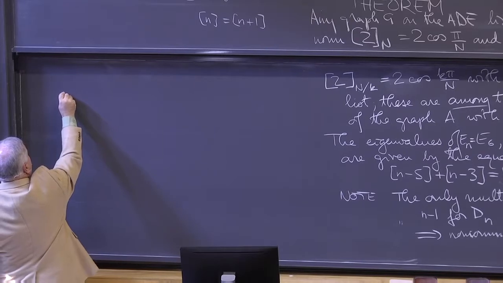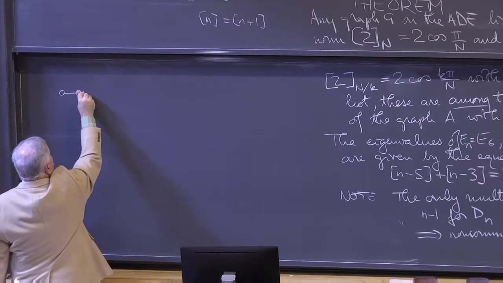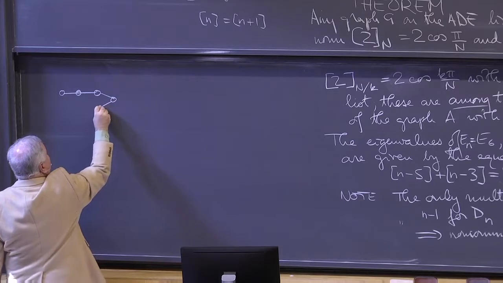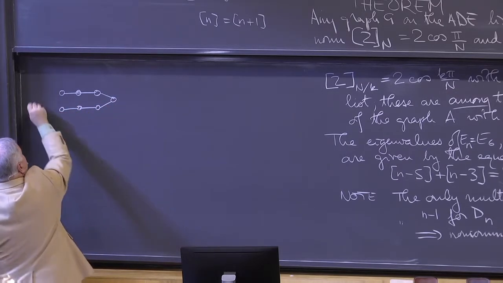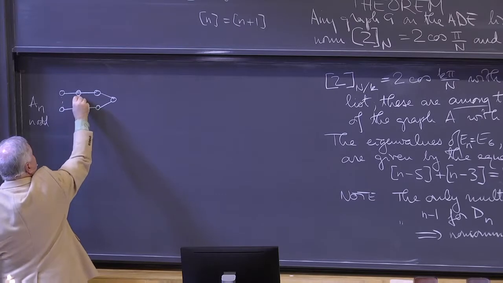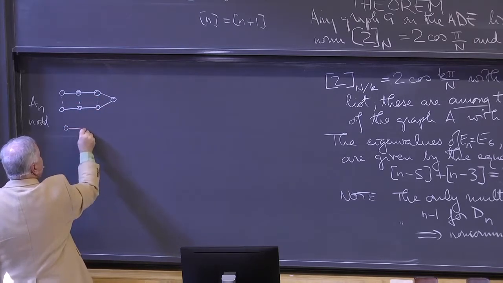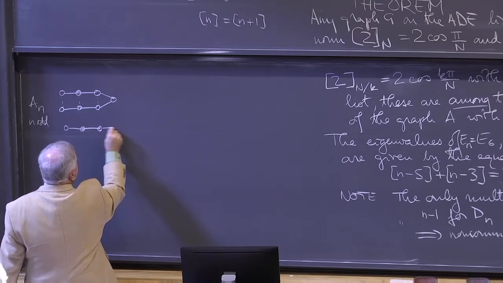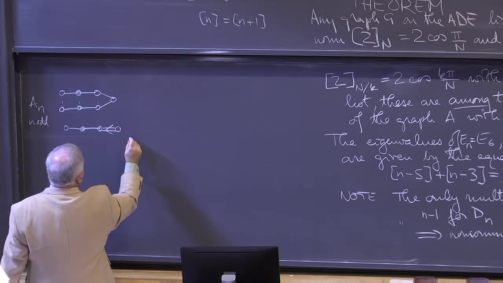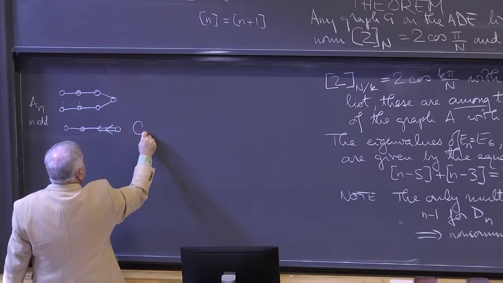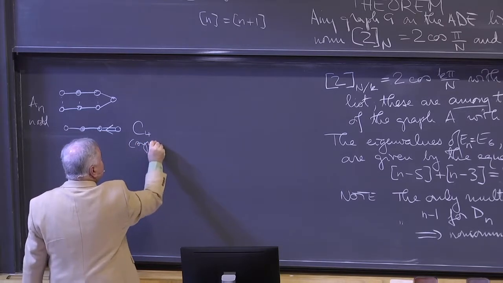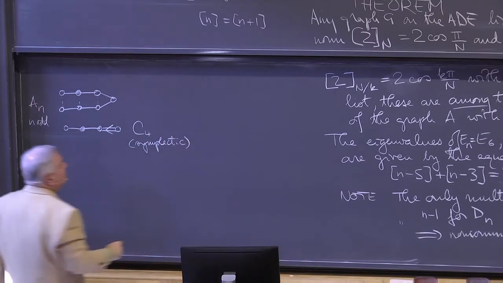Namely, there are graphs. So if you take the AN and you bend it like this, so this is AN and this is N odd, and you bend it like this and you take some equivalence classes, you're going to get this one. And this stays big here, and this one is the graph C4, yes, so Cn, which is related to symplectic geometry.